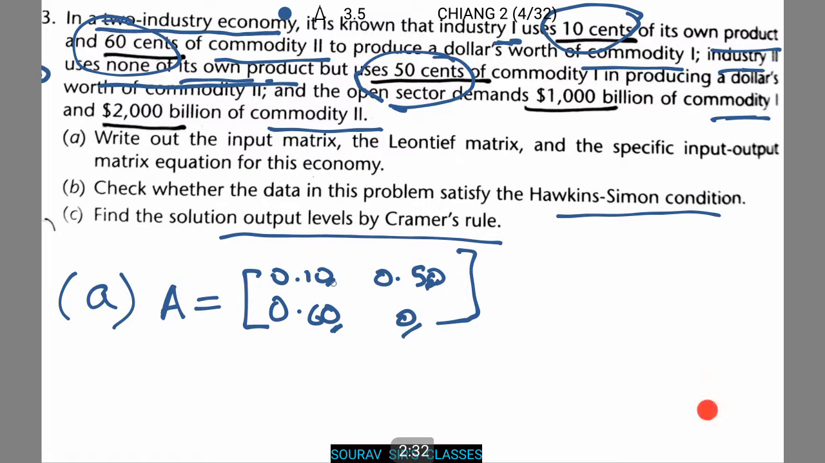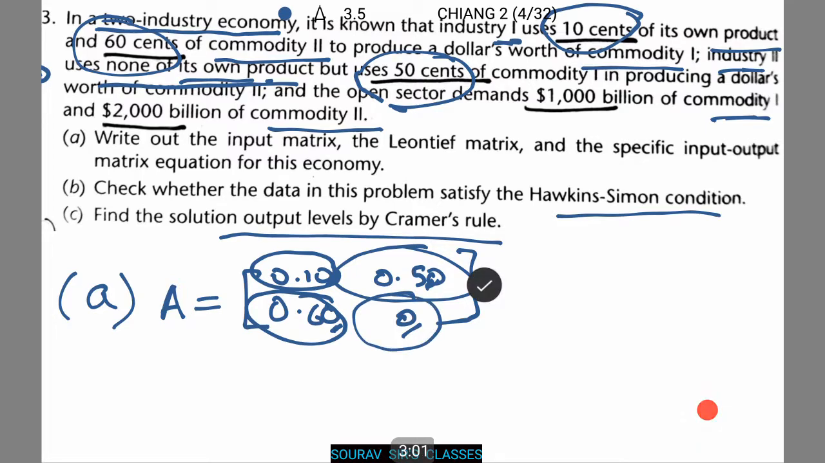0.10, that is this first value, is industry 1's use of its own product. 0.60 is its use of commodity 2 while producing its own product. 0.5 similarly is commodity 1 used for production of 2, and 0 is industry 2's own product usage. This is called the input matrix.